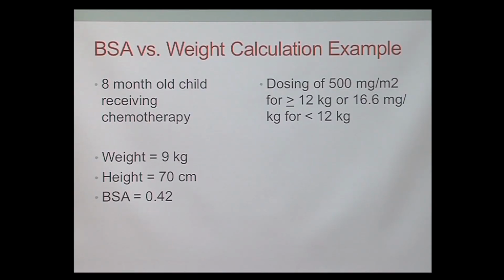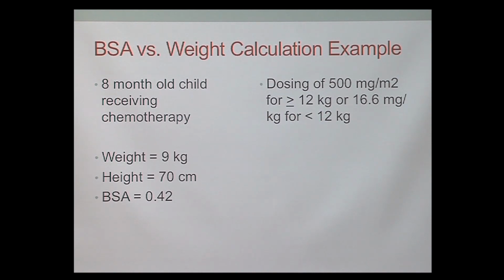They're 9 kilos. I've done your calculation for you. Their height is 70 centimeters. Their body surface area is 0.42. So what that comes out to be is a dosing of a particular chemotherapy agent of 500 milligram per meter squared.